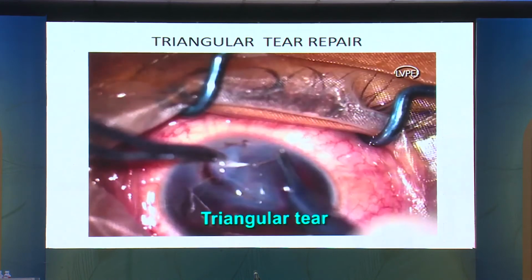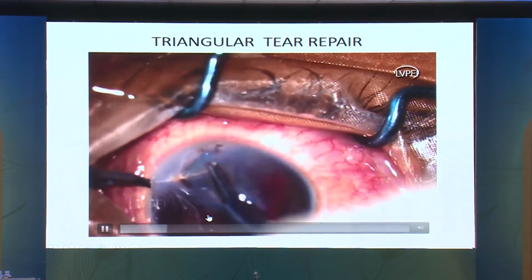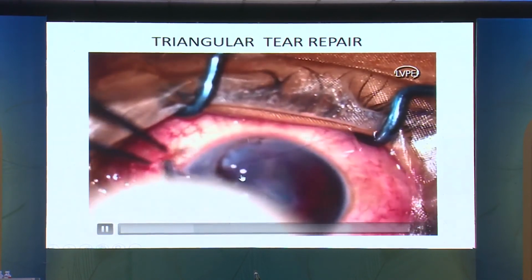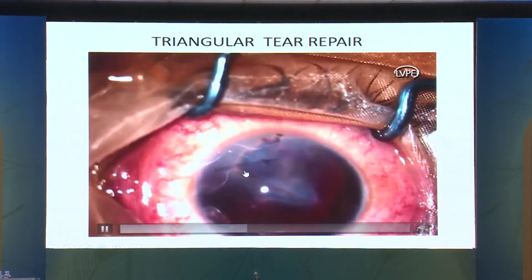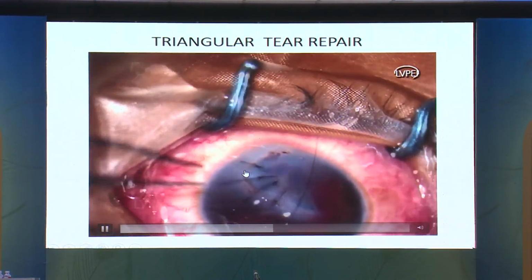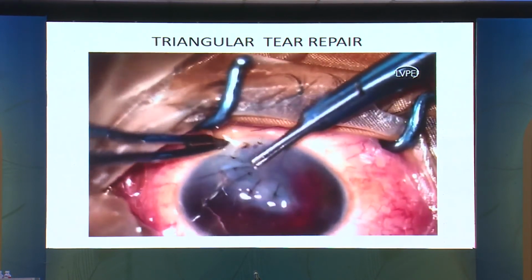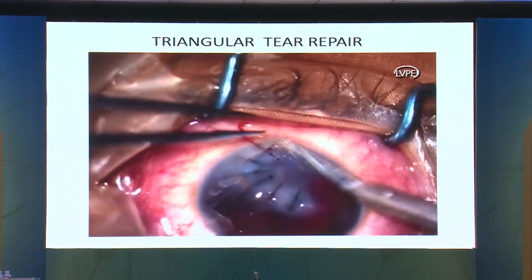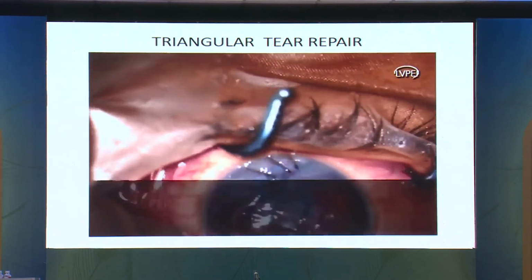So this is a case of a triangular corneal tear, in which we can see the first suture is applied at the apex of the triangular tear, and then subsequently other sutures are applied towards the other sides of the triangle, and that's at the end of the procedure. The AC is pretty well formed and air leak is checked.